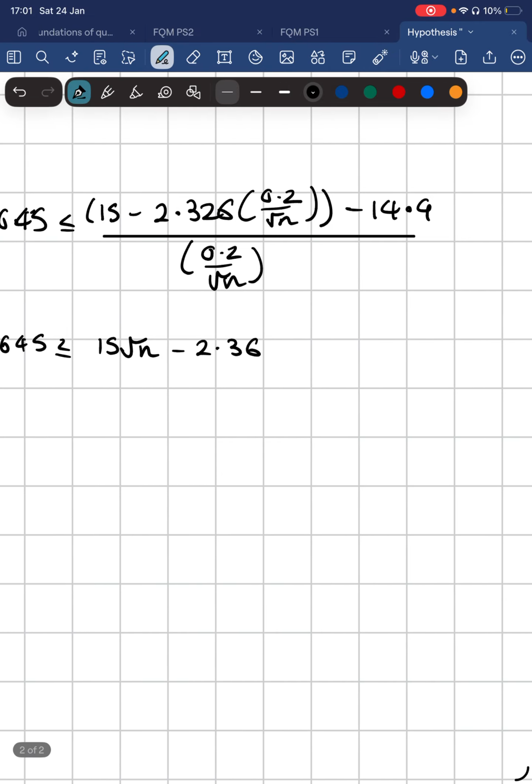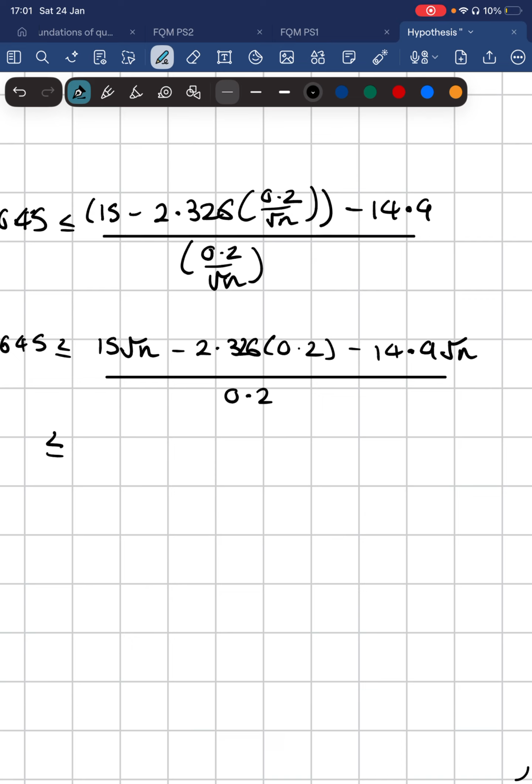Times 0.2, and then this is minus 0.49 root n all over 0.2. This is going to tidy up nicely to give us 0.5, because we've got 0.1 divided by 0.2, which is 0.1 times 5, which is 0.5, root n minus 2.326 is greater than or equal to.